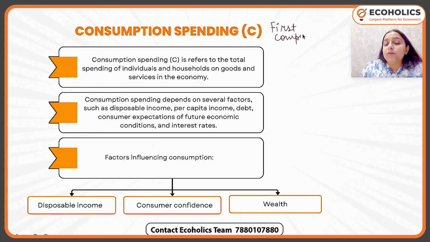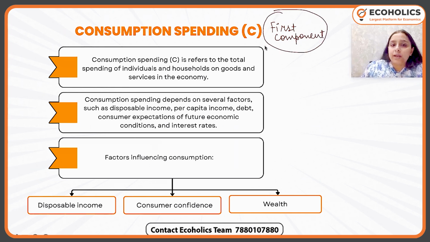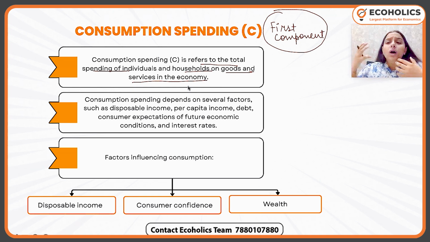This is my first component of aggregate demand, that is consumption spending. It refers to the total spending of individuals and households on the consumption of goods and services in the economy. Whatever a household, a person living in the economy spends to eat, to live, to wear clothes, to avail services, to travel, everything is included in the consumption expenditure.